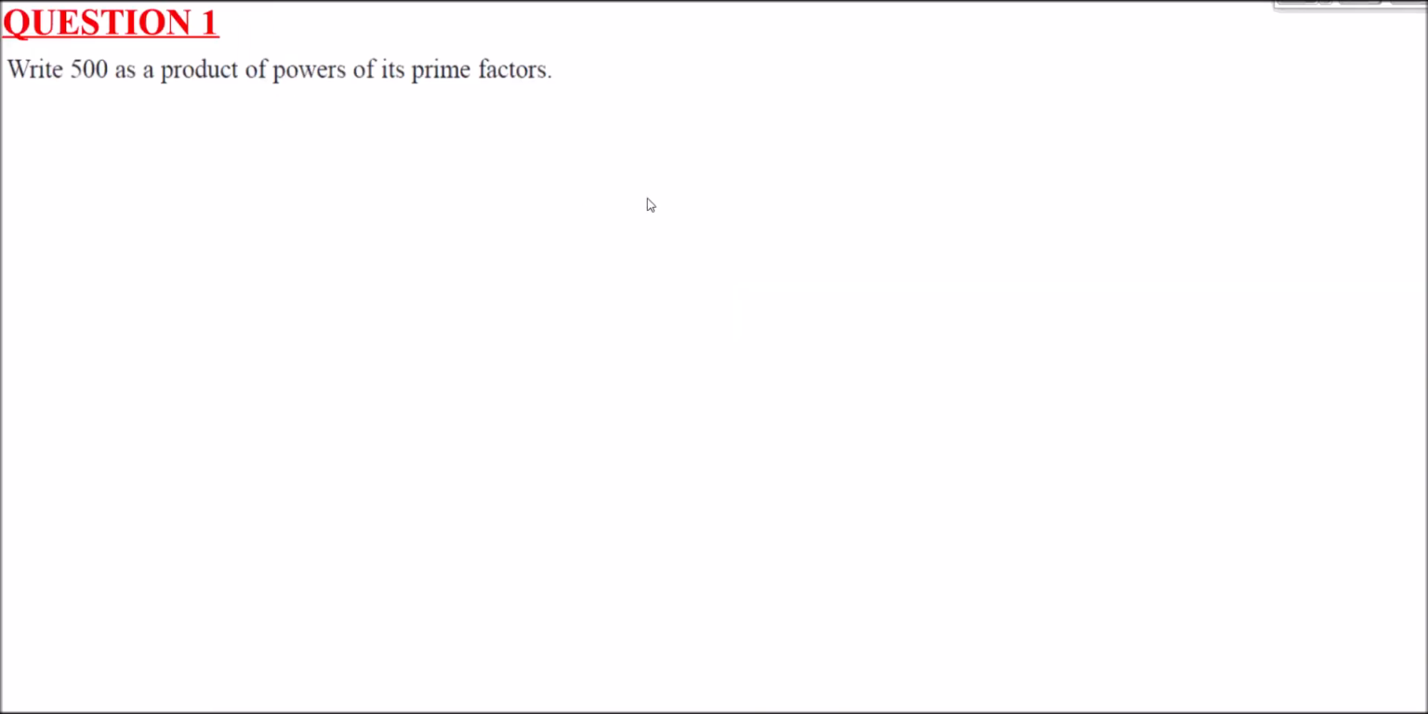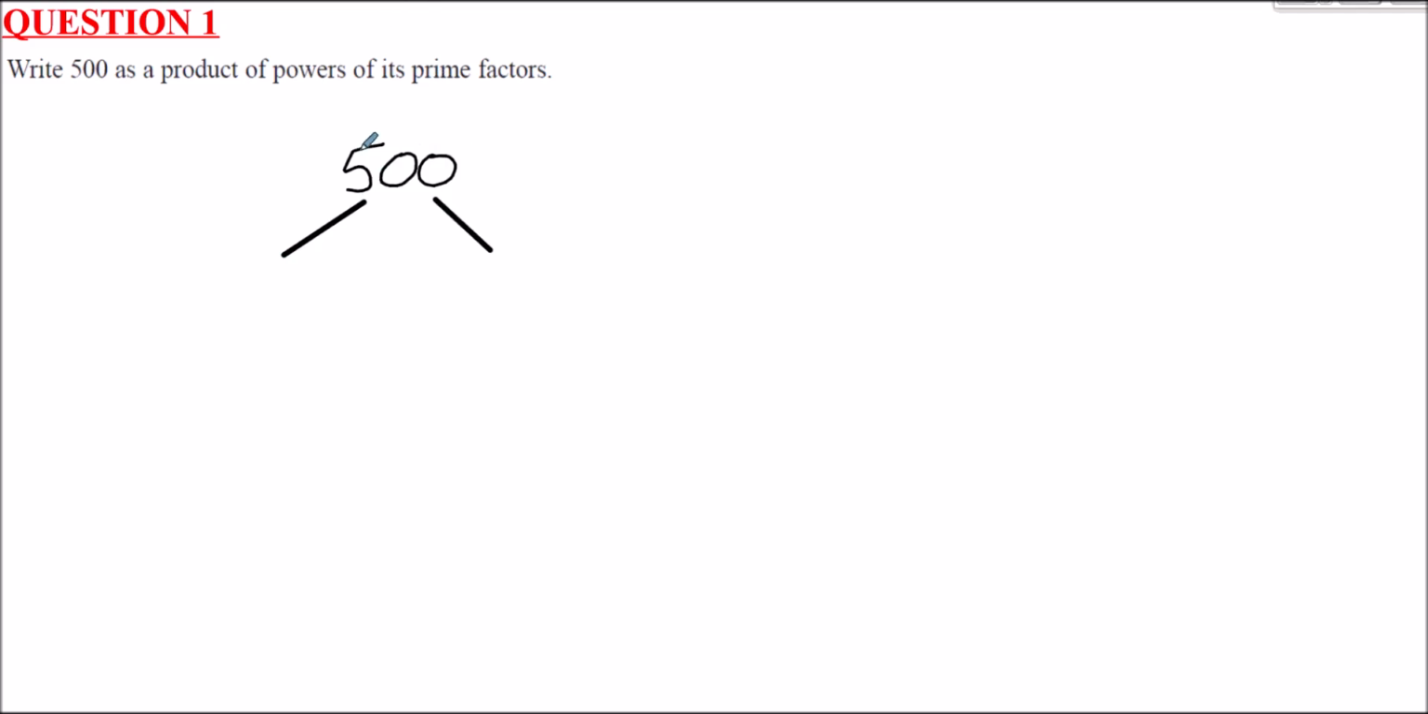Question 1 asked us to write down 500 as a product of powers of its prime factors. So what we need to do here is to first of all understand and realise that this question is essentially asking us to do a prime factor tree. So we start with 500 at the top, and then we just think about any number we can divide 500 by, and the answer to that division on the other side. Only rule is don't divide by 1. You need to think of a number bigger than 1 to divide it by.